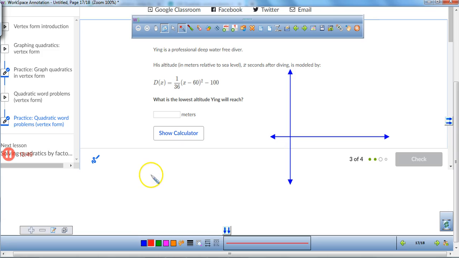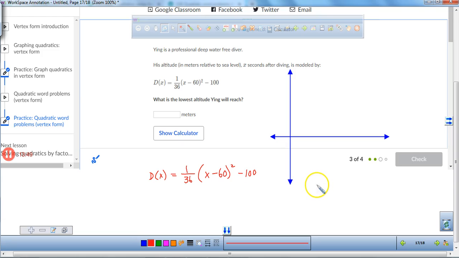The very first thing I'm going to do is interpret the vertex. Right now, if I wrote down vertex form, that's parentheses x minus h squared plus k. So we're going to find our vertex just by looking right here at this equation.